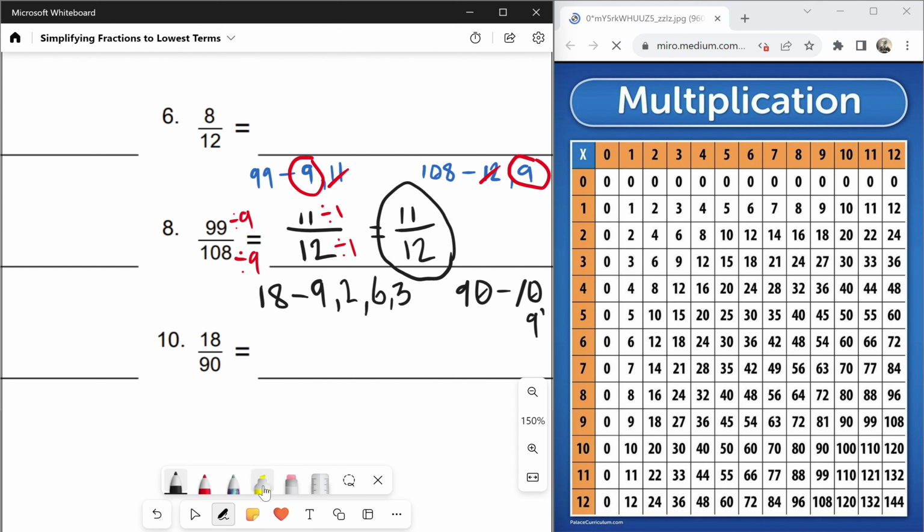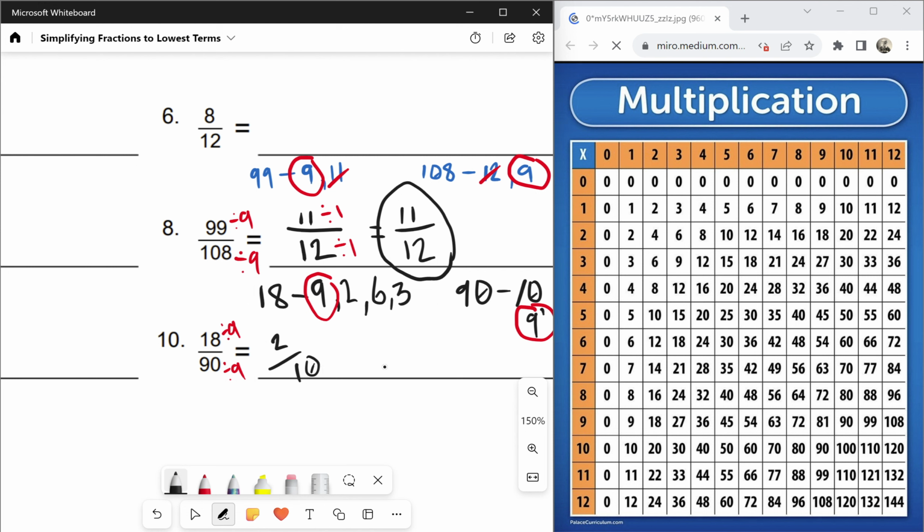So, 10 and 9. What do they have in common? Well, they have that 9 in common. So 9 is going to be our dividing number. Let's do it. 18 divided by 9. 90 divided by 9. Let's look over here. If we don't have it memorized, use it. 18 divided by 9, 2. 90 divided by 9, 10.